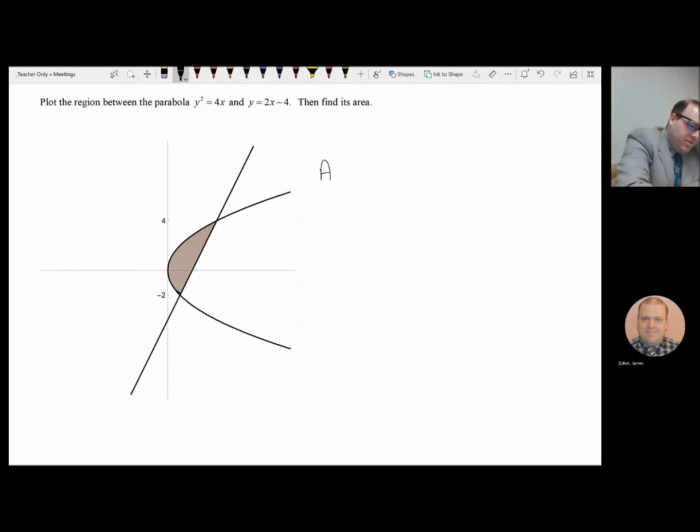Write it next to here. So set up the integral. What is it? And so what's the integral? What's the setup?